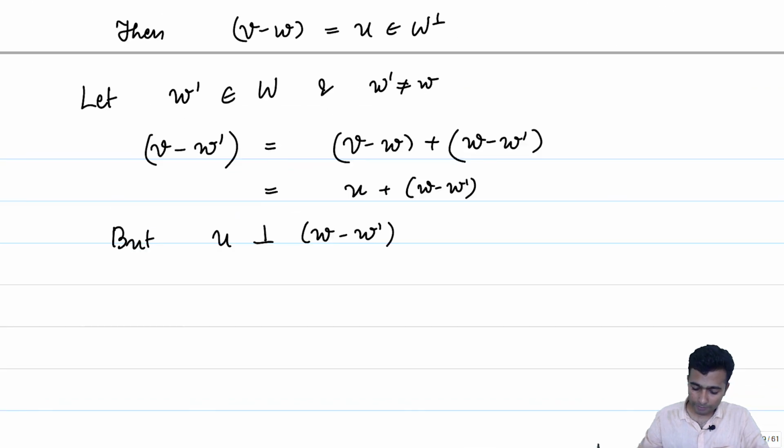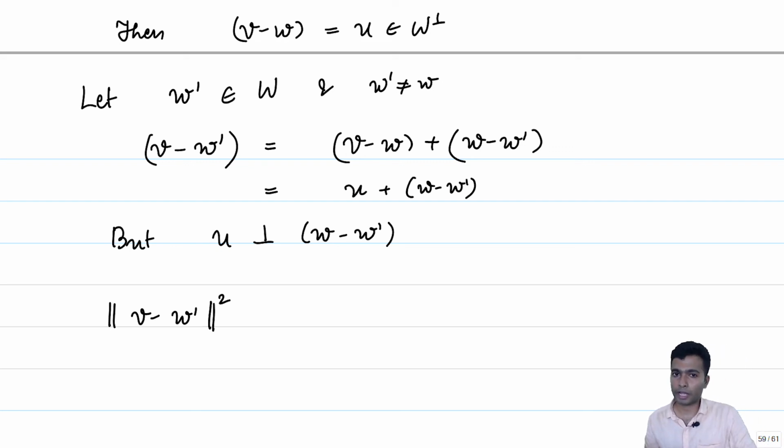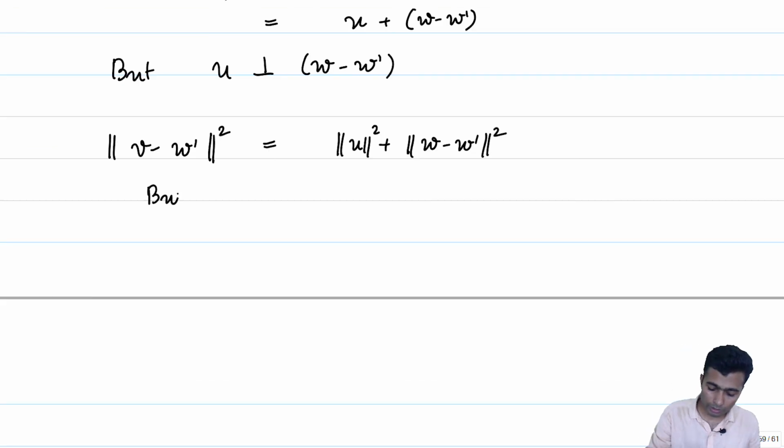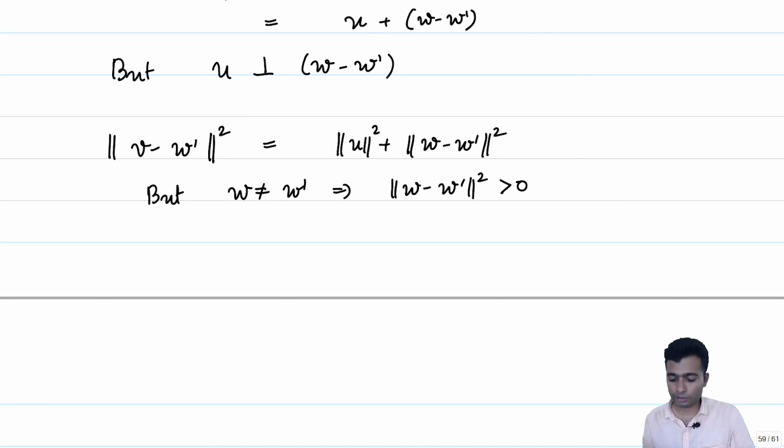Alright, so let us now look at what is V minus W prime, the square of the length of W prime minus V, or the square of the length of V minus W prime. We will use Pythagoras theorem to conclude that this is equal to the length of U square plus the length of W minus W prime square. But W is not equal to W prime implies that the square of the length of W minus W prime should be a strictly positive number.